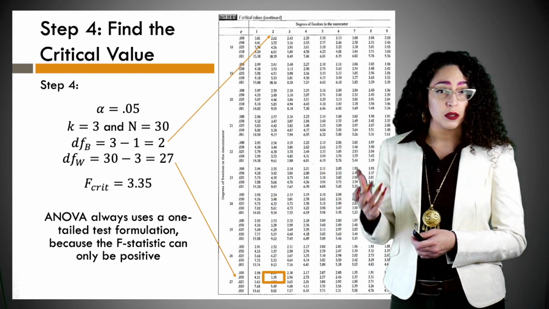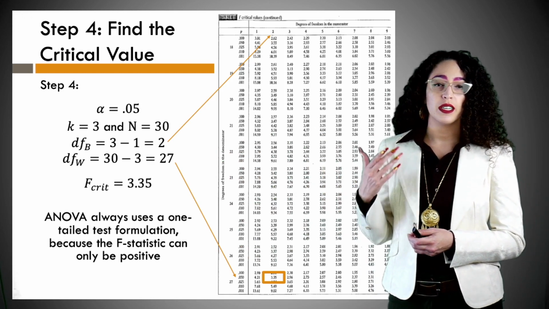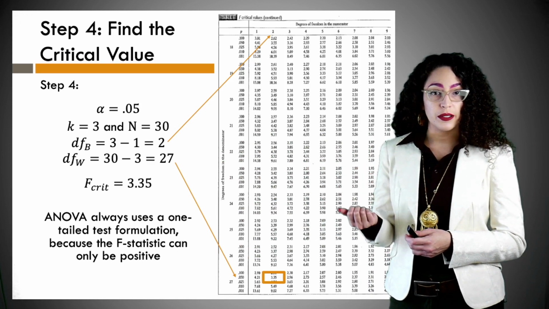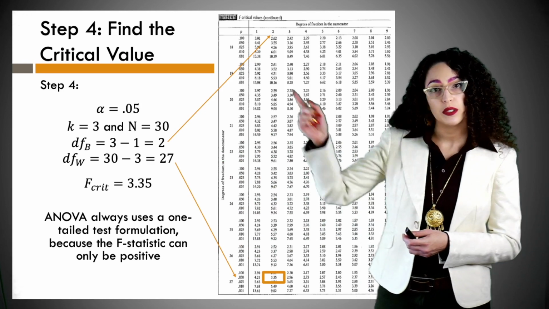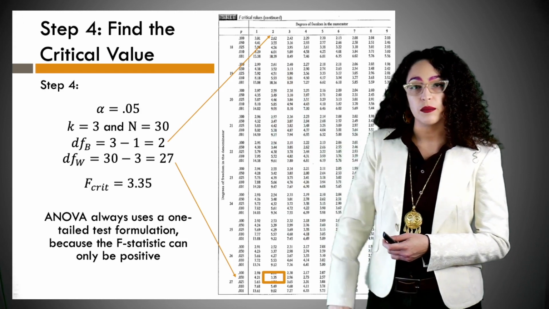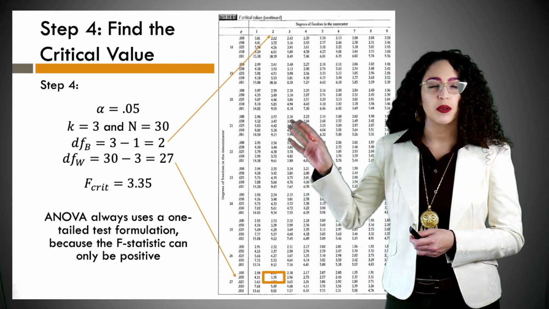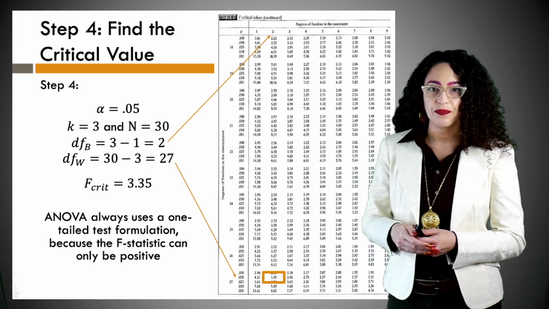So we had 3 groups, so k equals 3. What are our degrees of freedom for between? K minus 1, so our degrees of freedom are 3 minus 1 equals 2. So we're going to be looking in this column right here. Now all these extra things, these are just different levels of significance. We're going to be looking for the one that's 0.05.